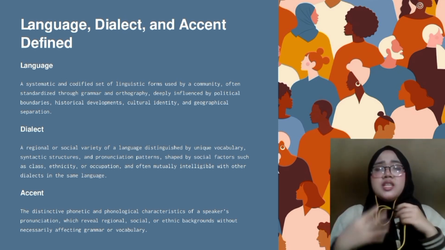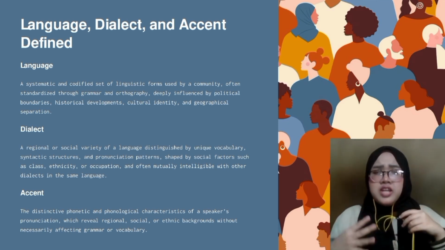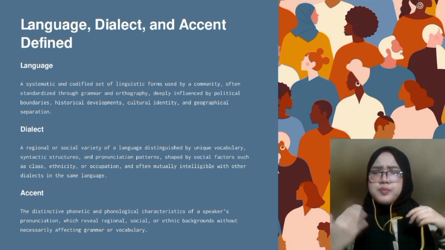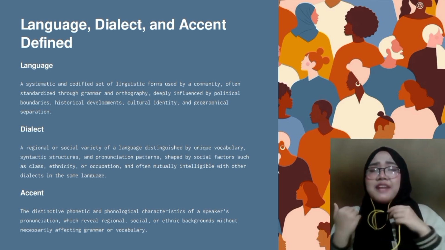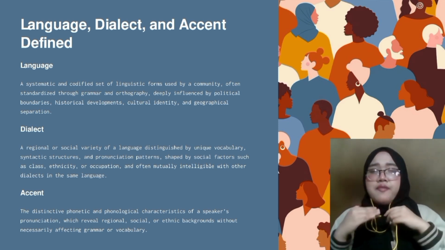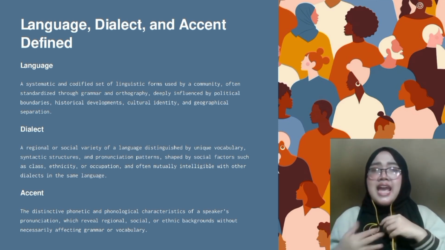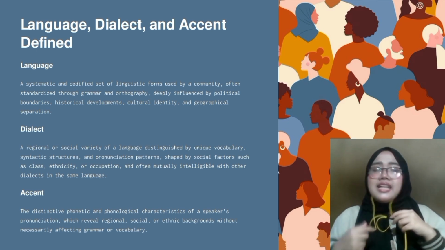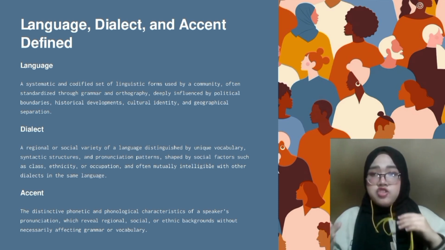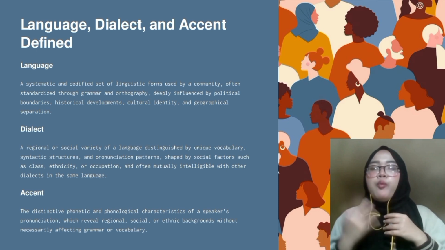We often confuse these three terms, language, dialect, and accent, but they are different. A language is a full system of communication that is usually standardized. It includes grammar rules, spelling, and vocabulary, and it's often influenced by political, historical, and cultural factors. A dialect is a variation of language based on region or social groups. It includes differences in vocabulary, sentence structure, and pronunciation. An accent refers only to how someone pronounces words. It doesn't change the grammar or vocabulary, but it can reveal where someone is from or what social group they belong to.